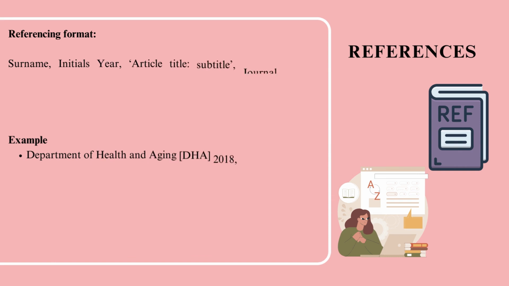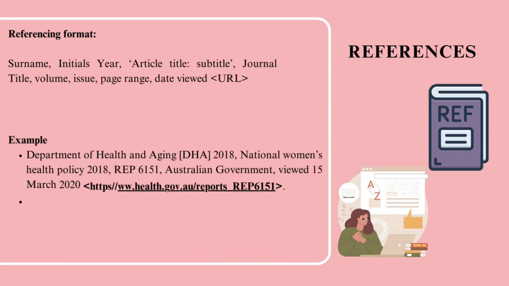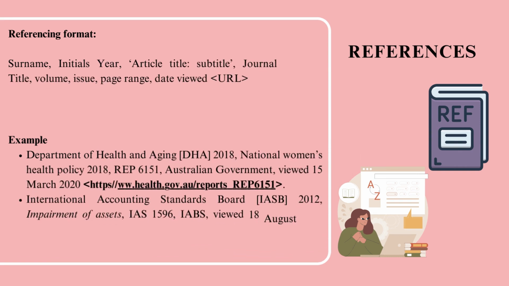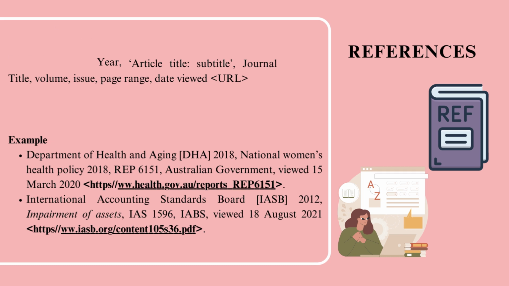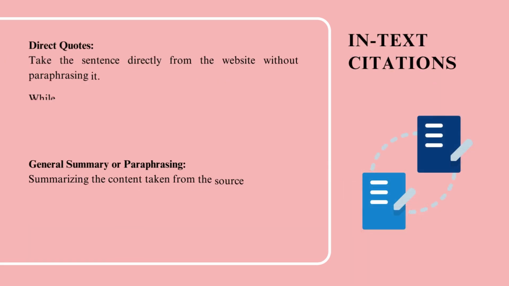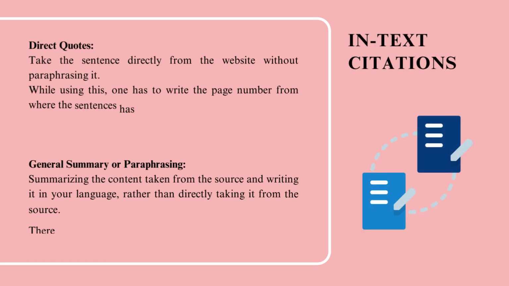Now let's understand the referencing format. Surname, initials, year, article title, subtitle, journal title, volume, issue, page range, date viewed, URL. For example, here it is: article title, year, volume, journal title, and then DOI link in angle brackets. Now moving forward, let's learn about in-text citations.